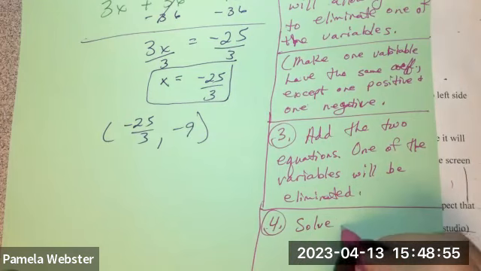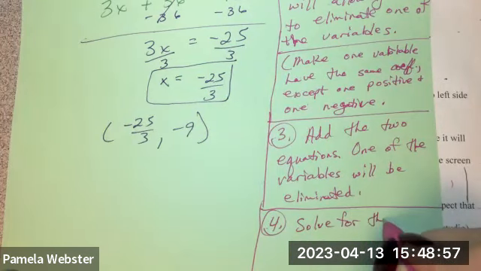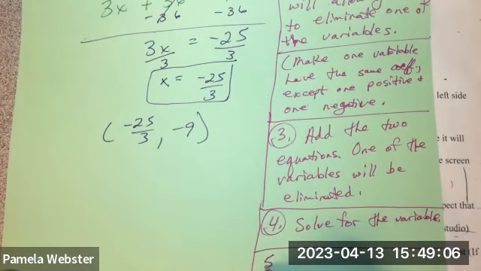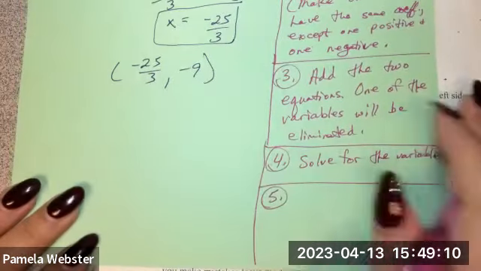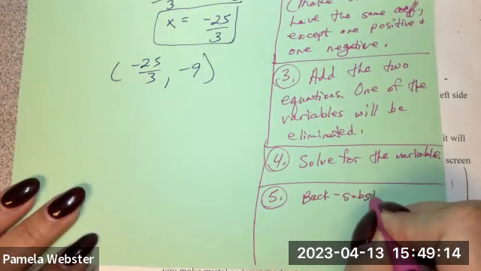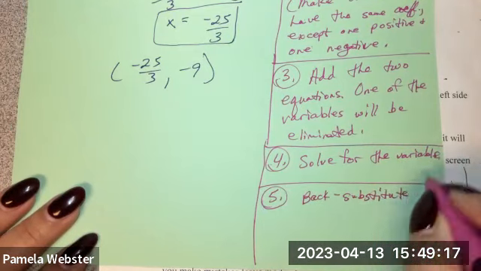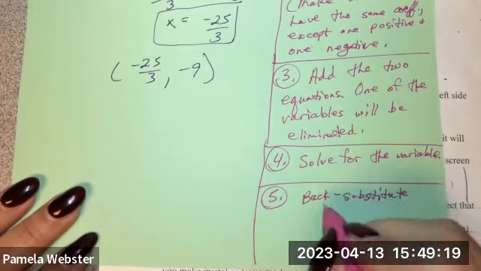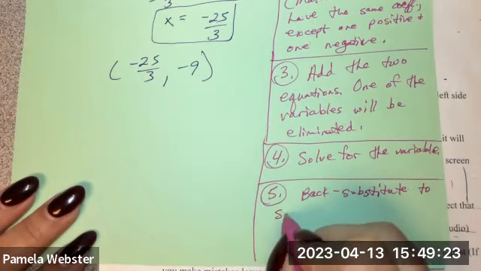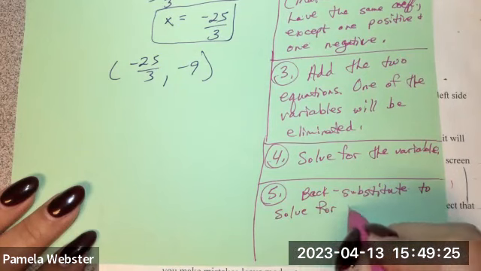Solve for the variable that's left over. There will only be one variable, right? Because I eliminated one of them. Solve for the variable. And step number 5, exactly what we did earlier, we're going to back substitute. So from here on out, from 4, 5, and 6, it's all the same as what we did for substitution. Back substitution to solve for the other variable.